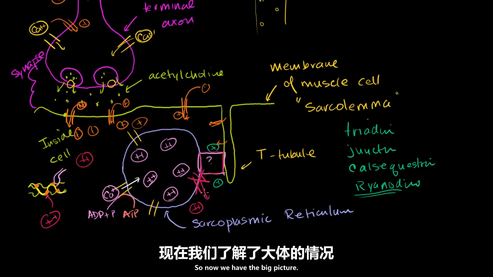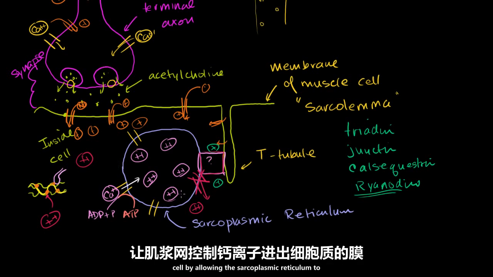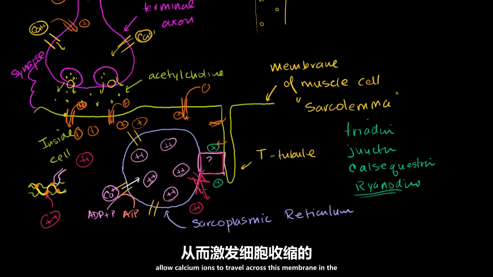So now we have the big picture. We know how a motor neuron can stimulate a contraction of a cell by allowing the sarcoplasmic reticulum to dump calcium ions, to allow calcium ions to travel across this membrane into the cytoplasm of the cell.